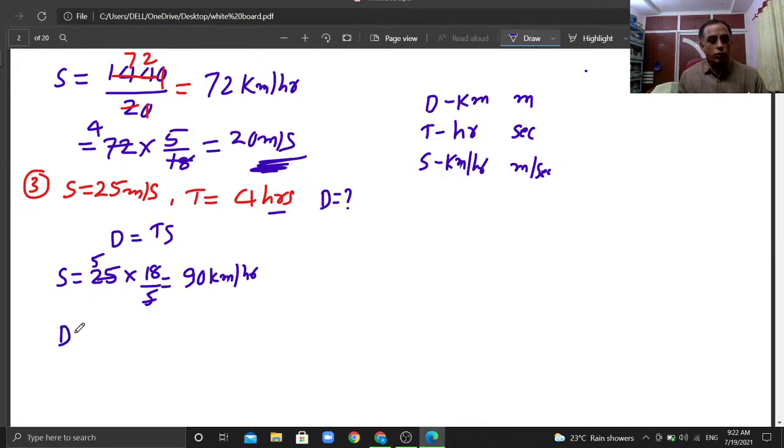Now distance is equal to time into speed. Time is 4 hours. Speed is 90. 4 into 90 is equal to 360 kilometer. Clear? Distance is equal to 360 kilometer.